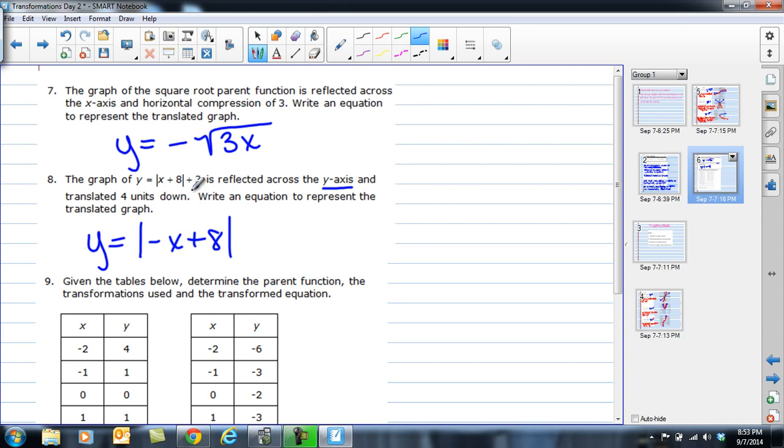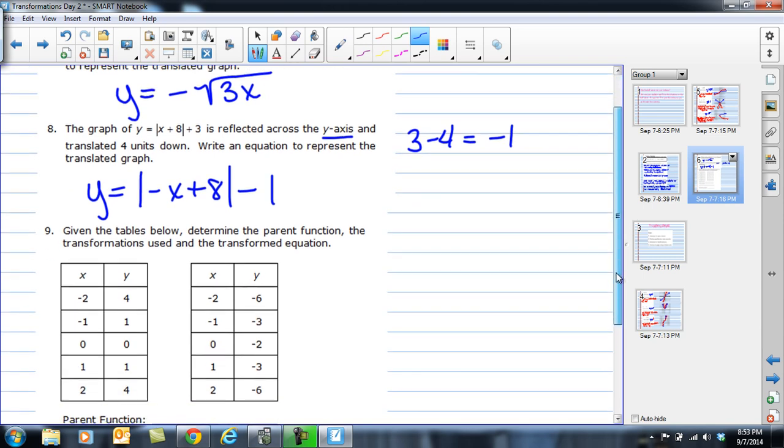Well, that changes this k value. And so I'm going to take my 3 and subtract 4 because I've got to go 4 units down, which gives me -1, so it becomes -1. If I had wanted to move it to the left, then I would change this number, or to the right. But since it says down, I have to change this one. That's why I subtracted. Now the table one we went over in class.